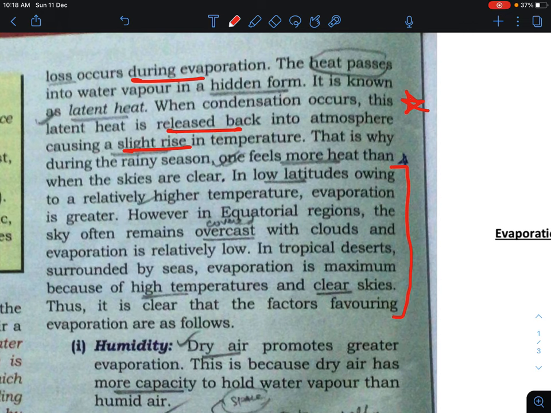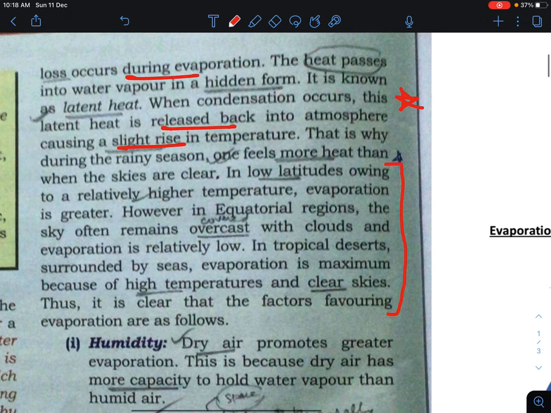Now this is a very important concept: the distribution of heat. In this case we will study the low latitudes, the equatorial region, the poles, and the tropical desert. One by one we will understand that. First, the tropical desert. In the tropical desert, surrounded by the seas, evaporation is maximum because of high temperature and clear skies.